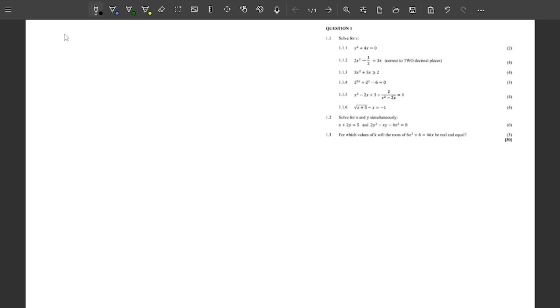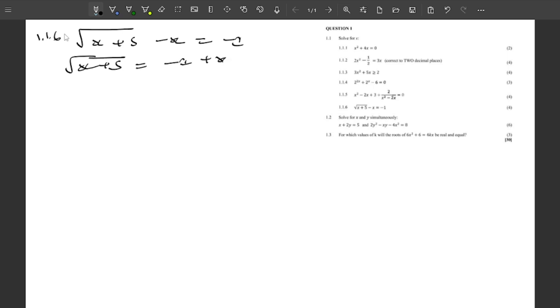And now let's come to 1.1.6, which is the square root of x plus 5 minus x is equal to minus 1. To solve this, I usually tell my students that if we ever see a square root, we have to choose an answer at the end, though not now. We're going to start by isolating the square root. It's going to be the square root of x plus 5 is equal to minus 1 plus x.